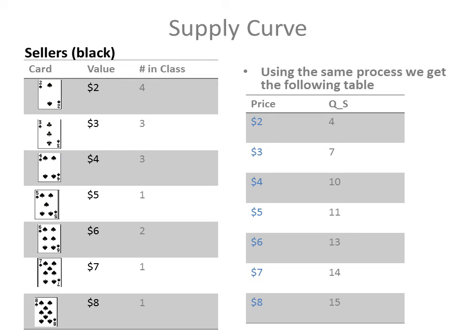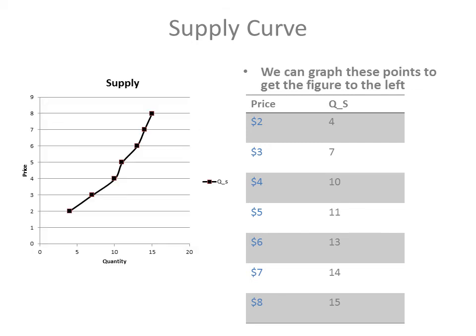And I can keep going through the process to get the following table. And then I can use that table to graph these points that are in the figure to the left. So that first point there is at a price of $2, and 4 people are willing to supply. The second point is at $3, and 7 people are willing to supply there. And the third point is at $4, and 10 people are willing to supply there.